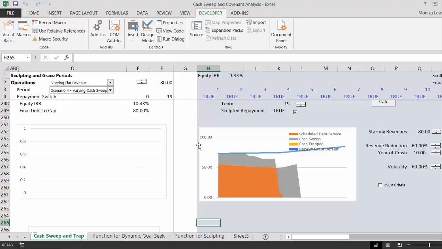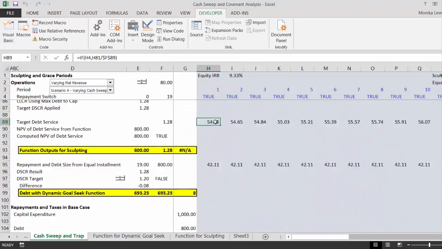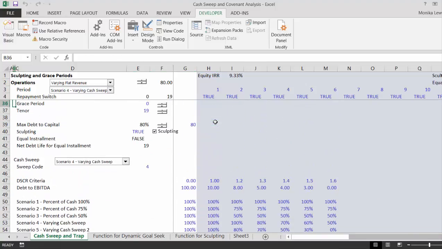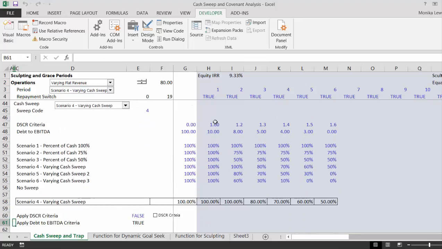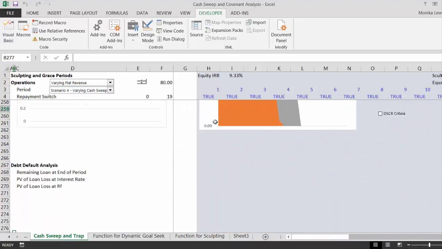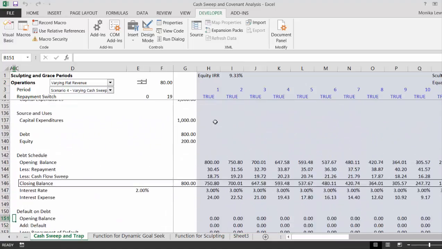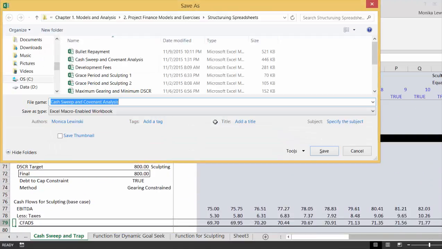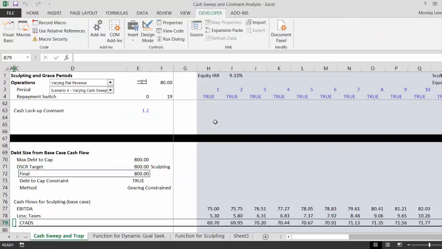So I think what I'm going to do right now is just save this file. When I started to talk about this, I said it's going to be a file about analyzing it, and I didn't analyze it. We're going to analyze it in the next one. Okay, I'm getting sick of this. So I'll leave this one called Cash Sweep and Covenant Analysis and stop the video.